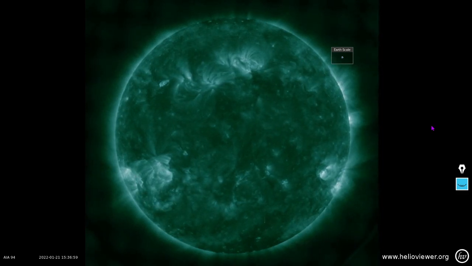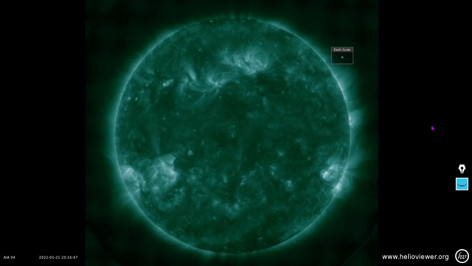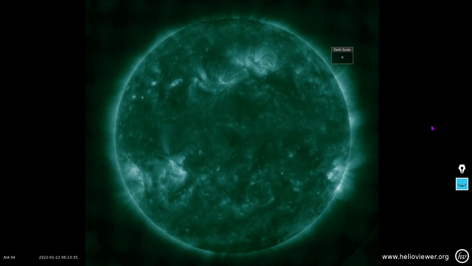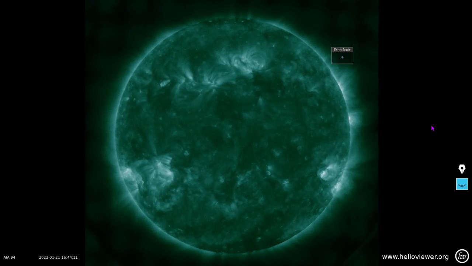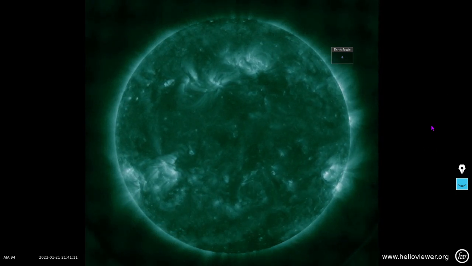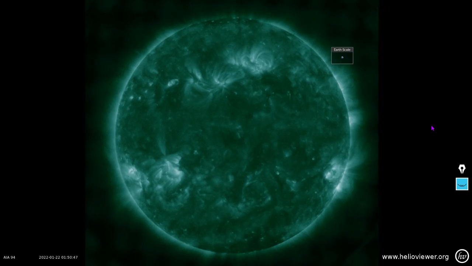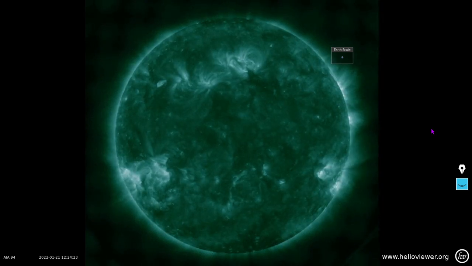This is iron 18. So 17 times ionized iron. It wants an additional 17 electrons to be what we'd call a stable iron atom. That extreme heat strips electrons away, causing it to emit light in a very specific portion of the ultraviolet frequency range. So this one is around 6 million Kelvin. That's 94 angstroms from the SDO.